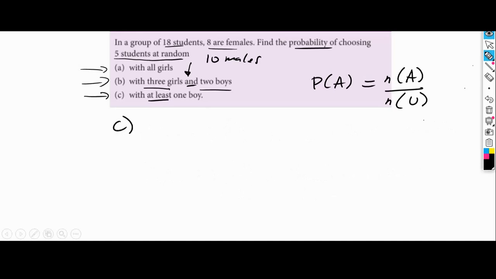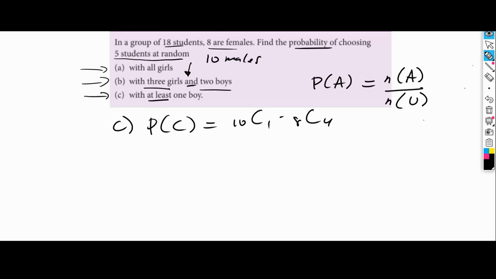For part C, we have to answer the question, what is the probability of choosing 5 students at random out of the 18 with at least 1 boy? So there's 2 ways of doing this. There's the long way and there's the short way. So let's do the long way first. So the probability of C is going to equal these combinations. Now notice we could pick 1 boy at least, so that would be 1 boy out of 10, and then this we would have to multiply times picking 4 girls out of 8. So that would give us a total of 5 kids.